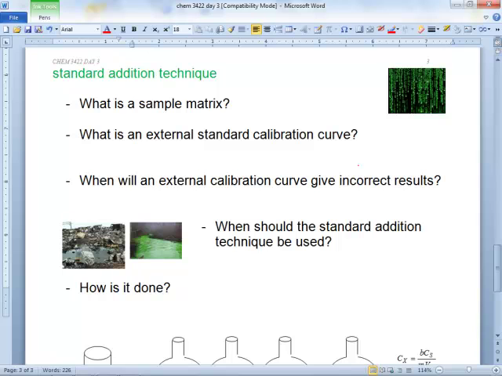What if this was your sample? That's from Elmendorf. What if this is your sample? You want to know the amount of caffeine in Pepsi.